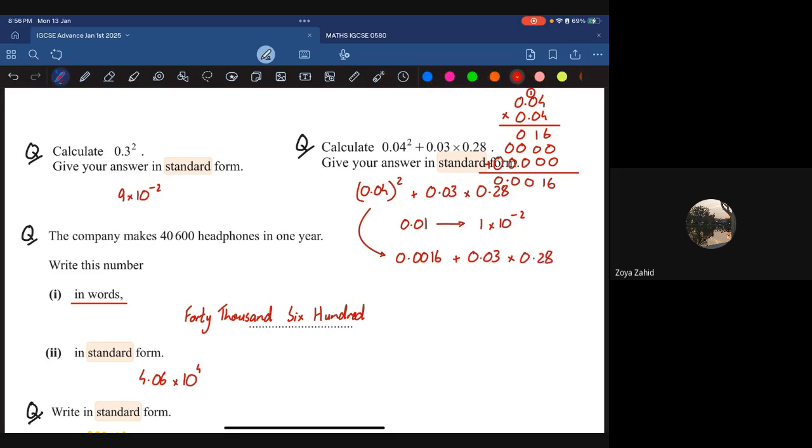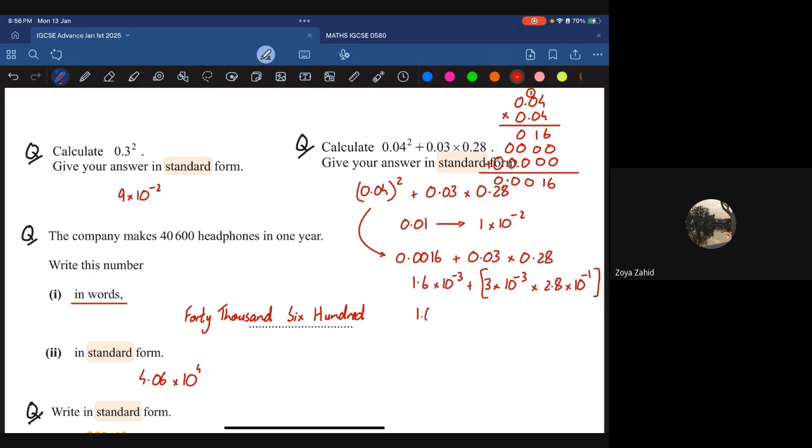Now, this is a paper 4 question. Obviously, I do not have access to the calculator. I needed to do it quickly. What I'll simply do is convert all of these into standard form first. So this is going to be 1.6 into 10 raised to the power minus 3 plus 3 into 10 raised to the power minus 3 times 2.8 into 10 raised to the power minus 1. So these two are going to be multiplied first, then we look after the rest.